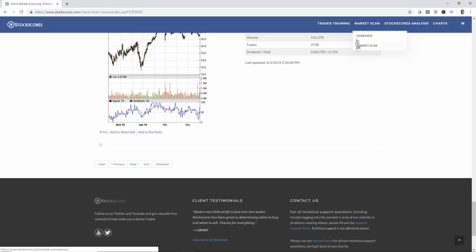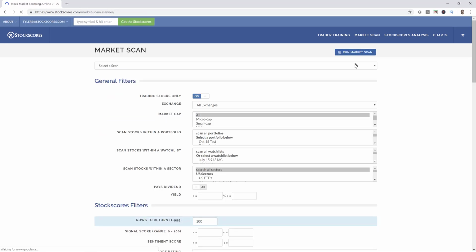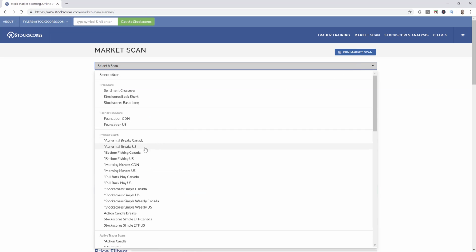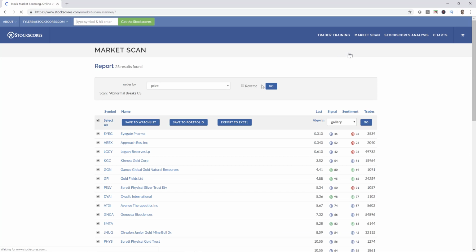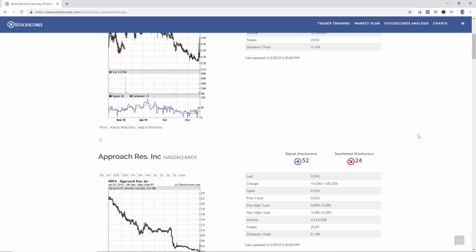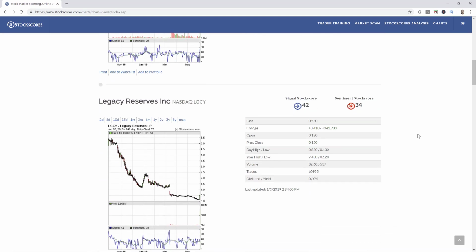All right, let's go take a look at this market scan on the US side. Again, you have to be a Stock Scores member to do this, but once you are, you can run these scans. It saves you a ton of time and allows you to identify stocks making moves that you would otherwise miss. And so I'm going to cycle through these pretty quickly.